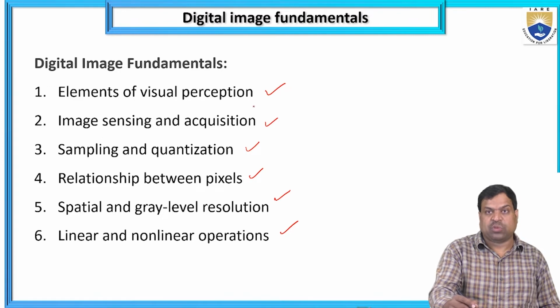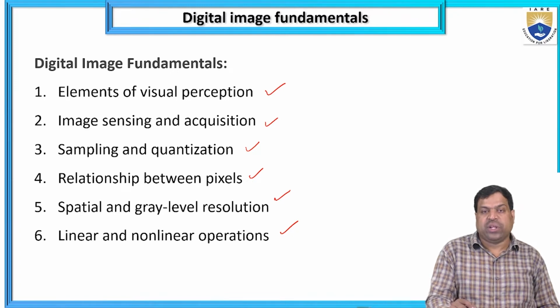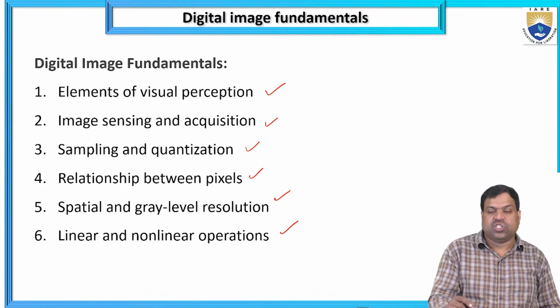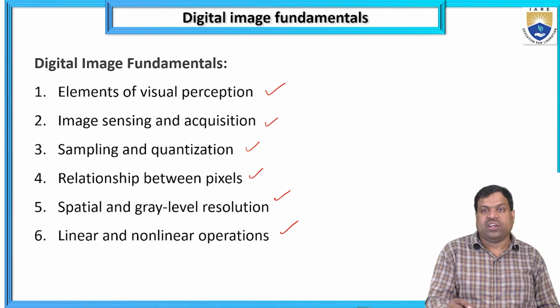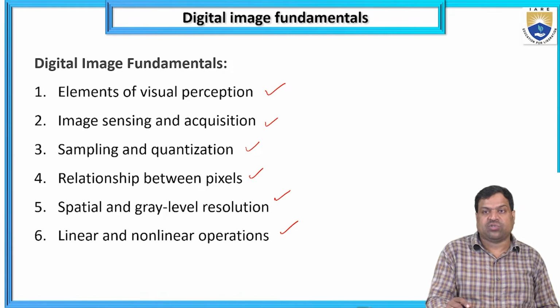So elements of visual perception: what are the elements we need for creating a digital image? And what is image sensing and acquisition? What are the hardware and software requirements for an image? Sampling and quantization means an analog image is converted to a digital image. And the relationship between pixels: how many pixels are there, and what is the relation between the pixels? And the spatial and gray level resolution: every image has some intensity values, so we are forming one intensity value for every pixel. That is spatial and gray level resolution.